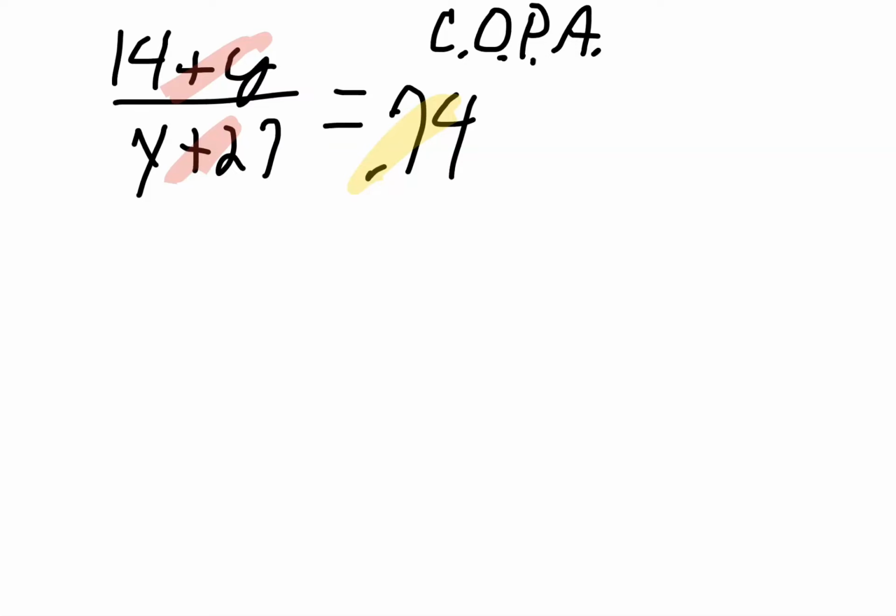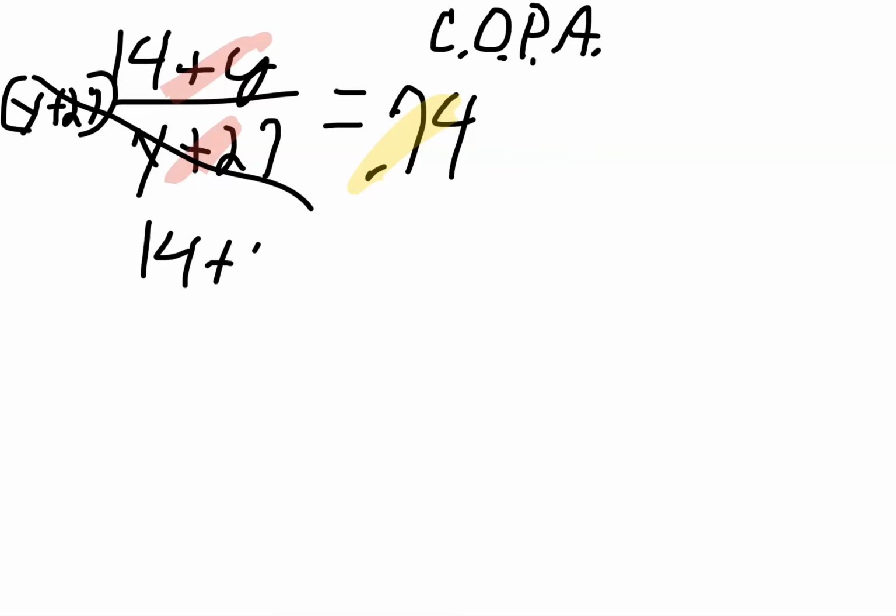So right here, we have 14 plus y, divided by y plus 27, equals 74. So we're going to do the opposite of that, which is the opposite of division is multiplication. So we're going to multiply it by y plus 27. The benefit in doing that is it cancels that out, right? And then we just drop this down here to 14 plus y. And then we also multiply that side.